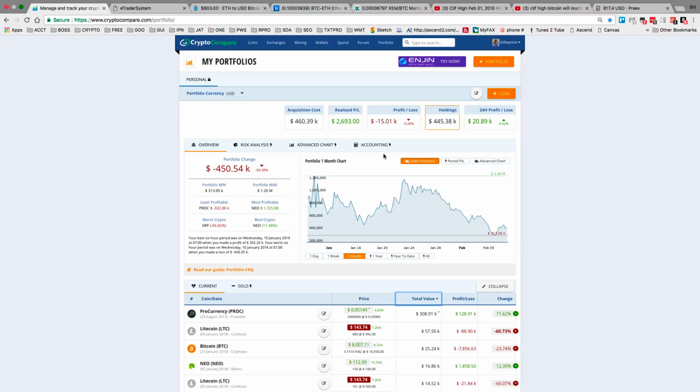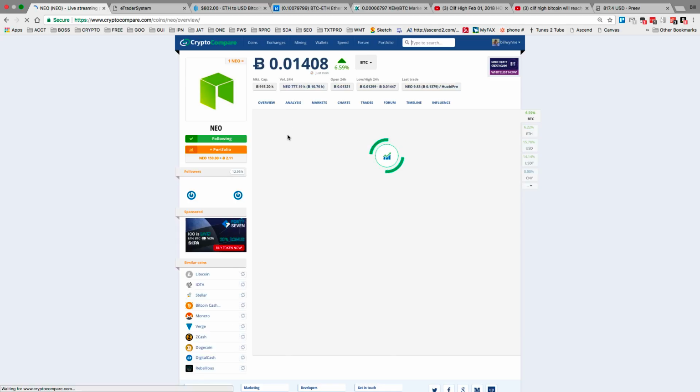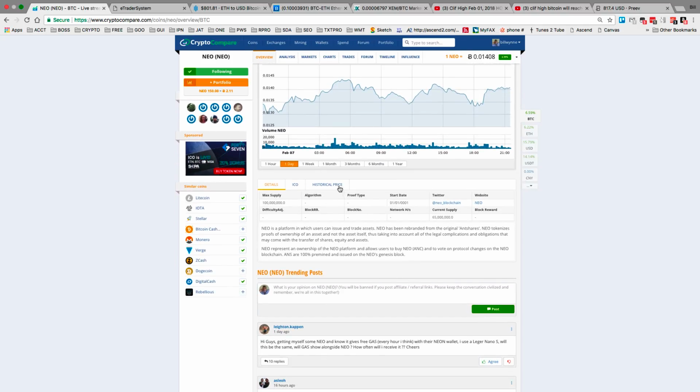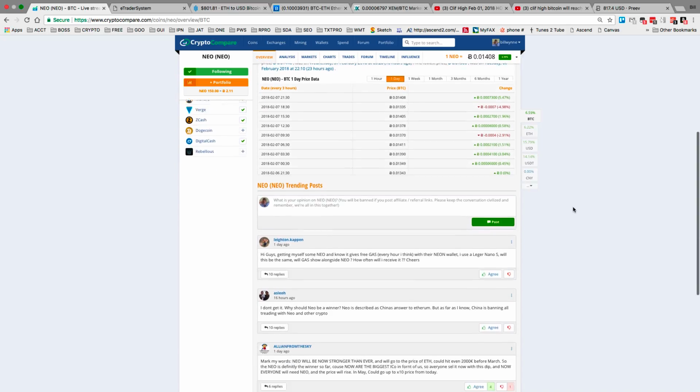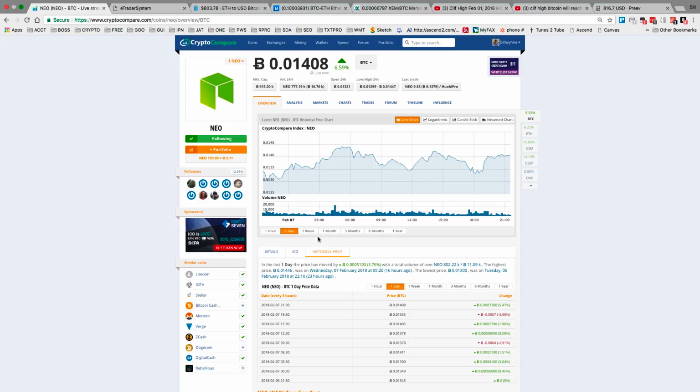Just another plug for this perhaps is that you can type any coin in. You could actually take Neo here. I can click on Neo there, and then what you're going to do is you're going to get a lot of data on Neo. You're going to be able to get all this kinds of information, historical pricing, and then there's going to be some trending of people making comments on Neo. So you can learn about coins using Crypto Compare, or find a good couple YouTube channels that you can trust, and that would be good as well.